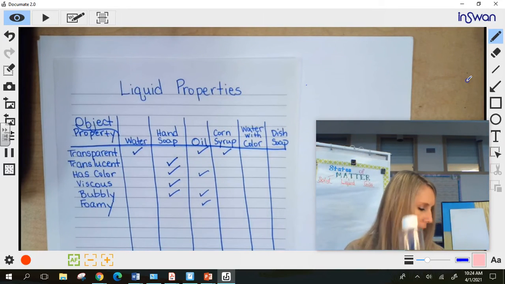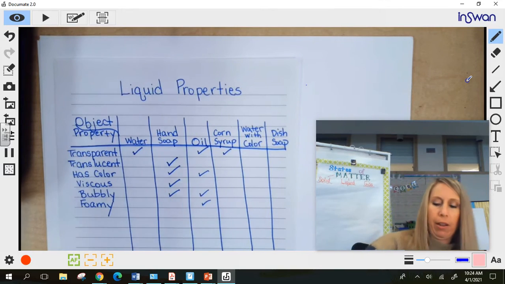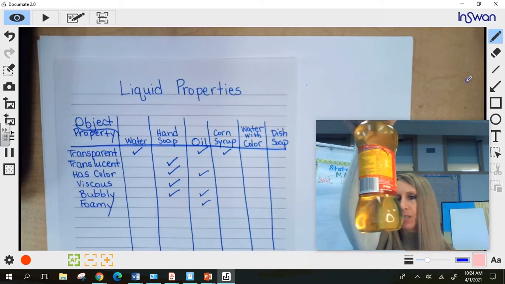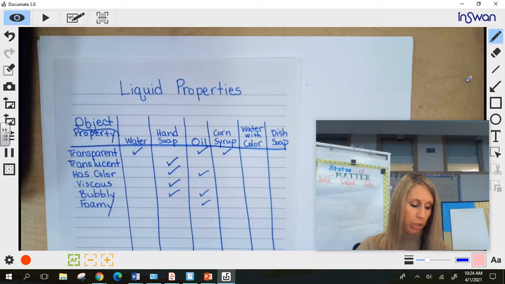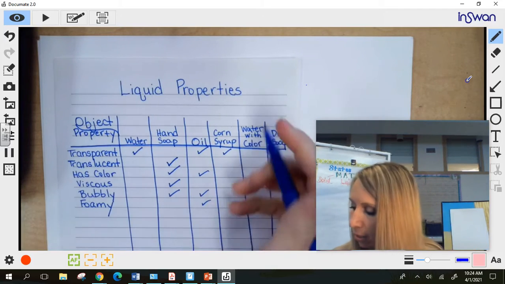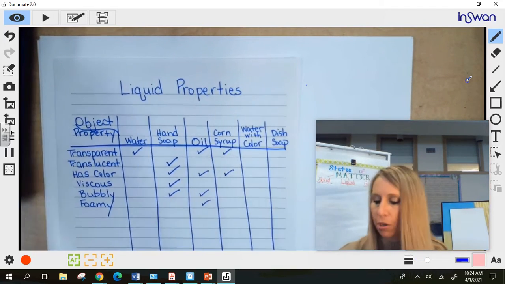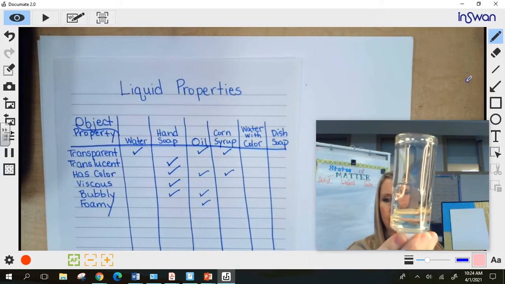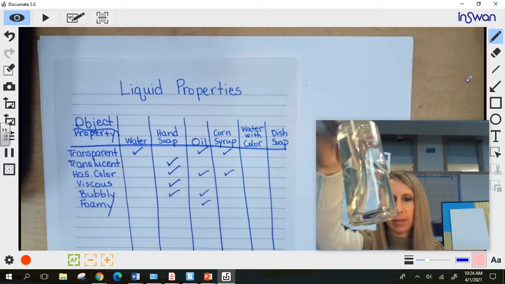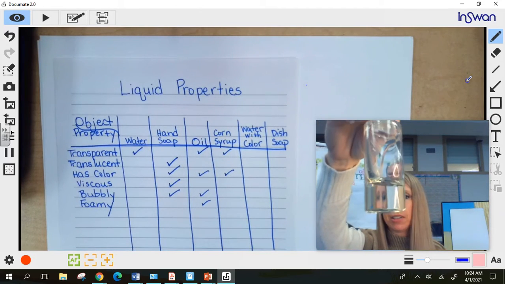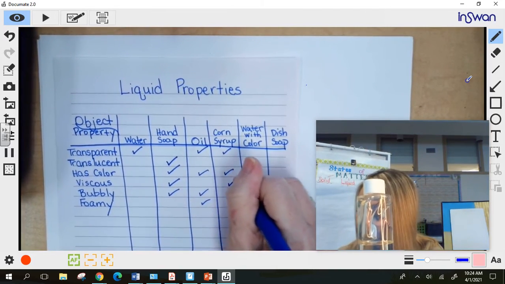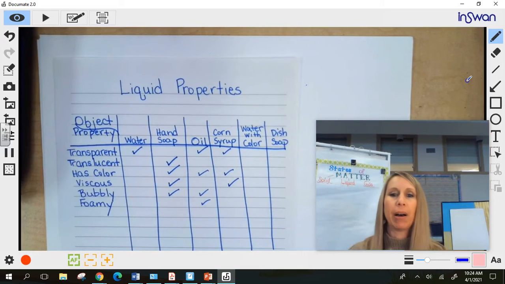This one is pretty thick, but then I'm going to look at the big bottle of it. Let's see what happens when I have a bunch of this corn syrup all together. That one's darker. So, we could mark has color because there is some color to it. So that's up to you. You choose. Viscous. Let's look at the movement of this. So definitely has viscosity. It moves very slow. It's thick.